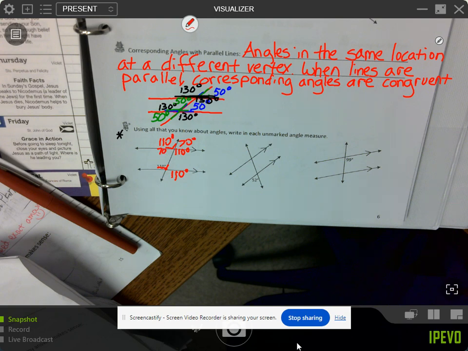Why would that be 70 degrees, Marina? Yeah, because that's a straight line. We knew one of them's 110, so the other one had to be 70. How else could we know that that is 70 degrees? What other way could we have known it? Melanie?